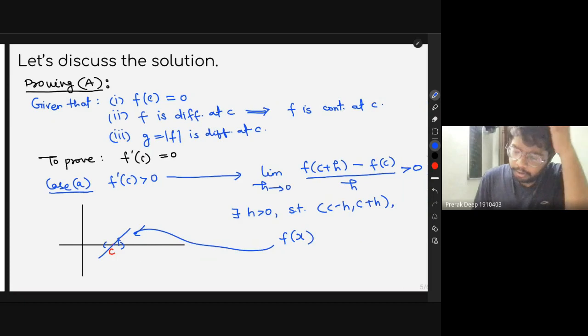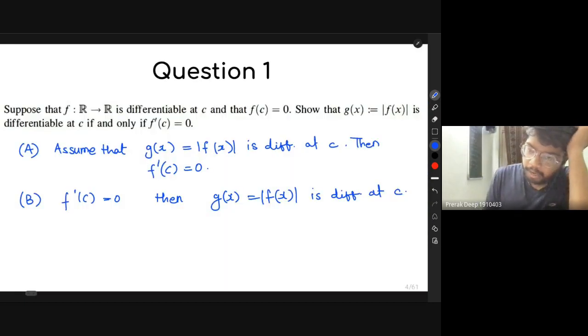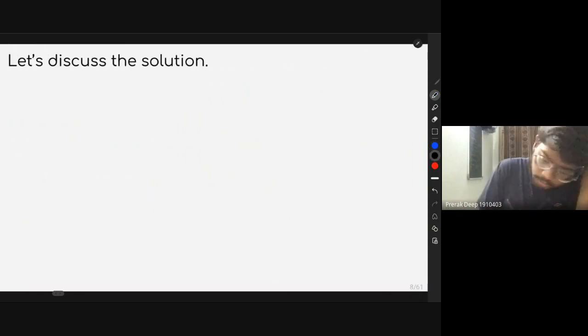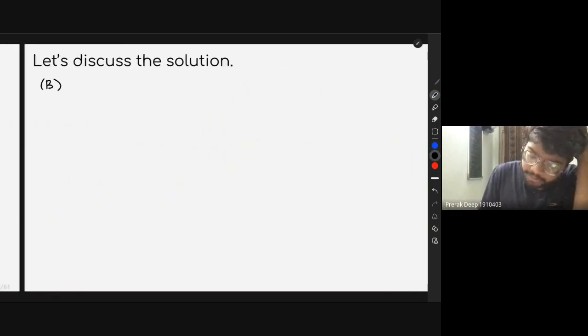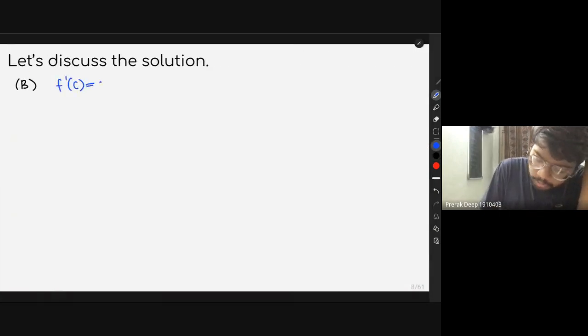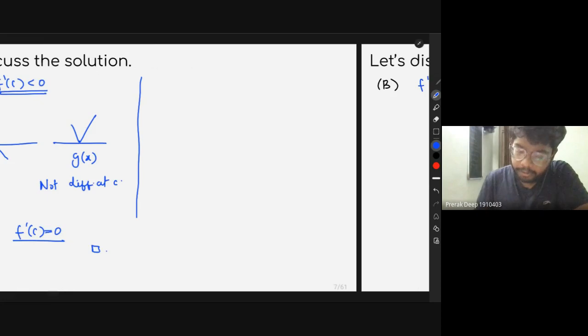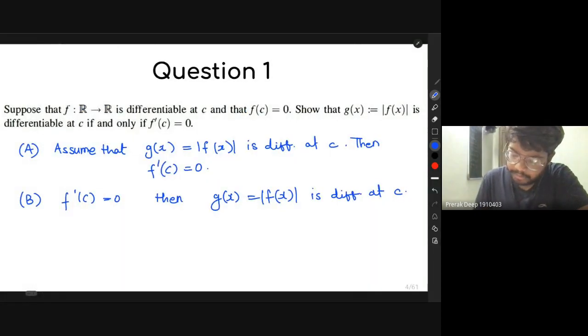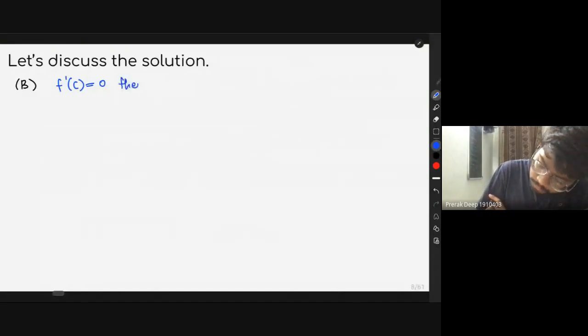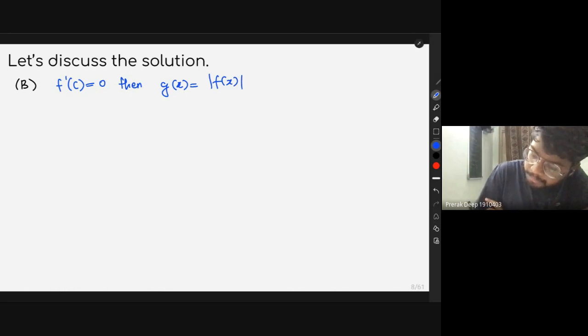Okay, now we prove part B. In part B, we assume that f prime of C is equal to 0. We assume this part. Then we need to prove that g of x, which is nothing but the modulus of f of x, is differentiable at C.